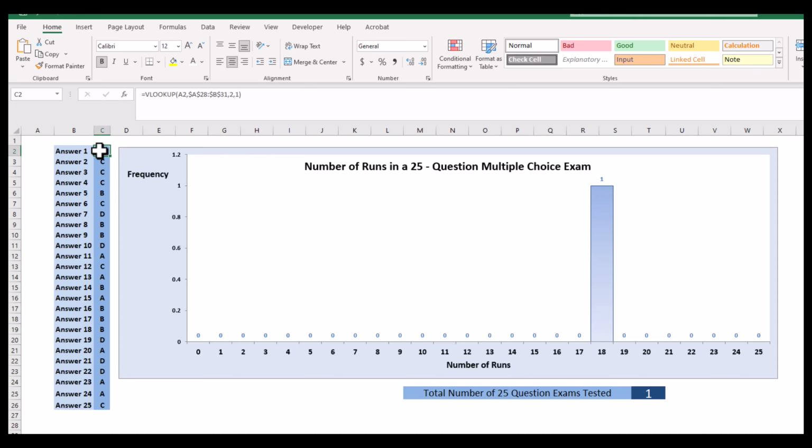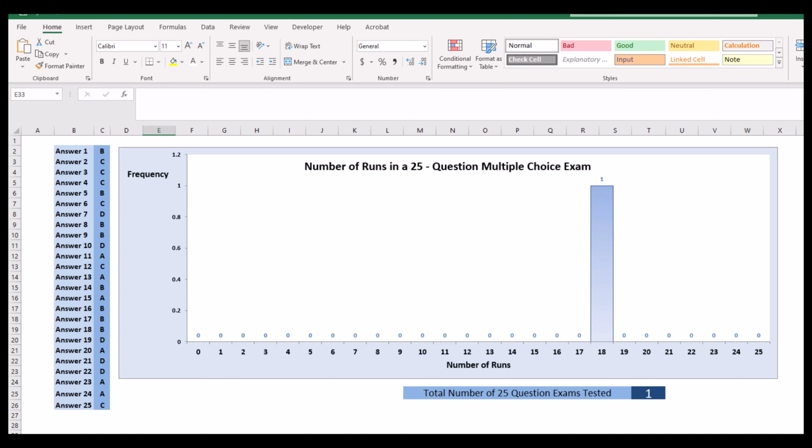So if you look up here in the spreadsheet, what I actually did was I generated random numbers, and based on those random numbers, I pulled A's, B's, C's, and D's based on the values of those random numbers. So if you're interested in how this is working. Right now, if you look down this exam, there are 18 runs in this exam. So here's the first one: 1, 2, 3, 4, 5, 6, 7, 8, 9, 10, 11, 12, 13, 14, 15, 16, 17, and 18. So 18 times the letters change, basically.